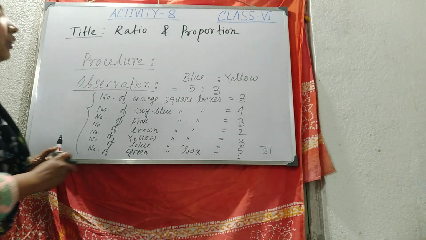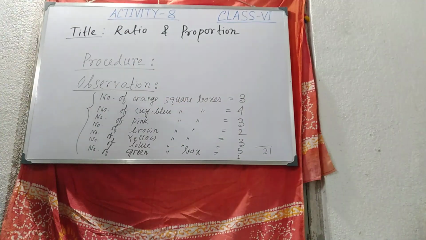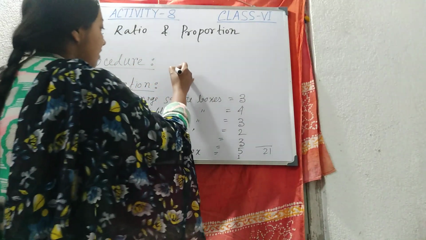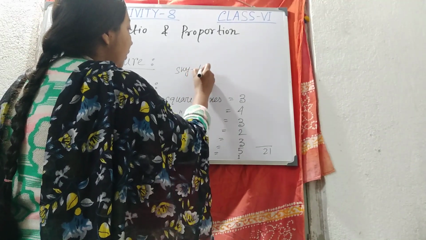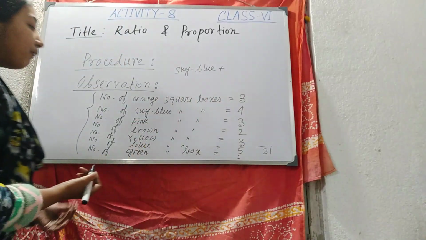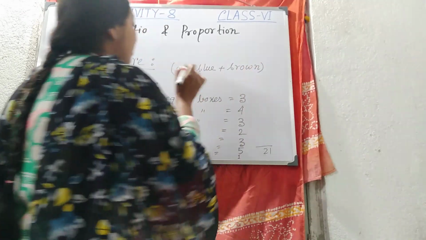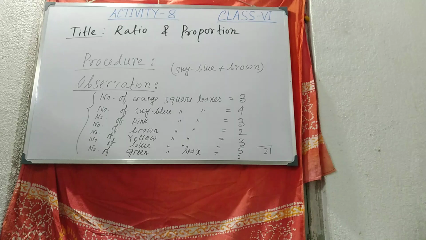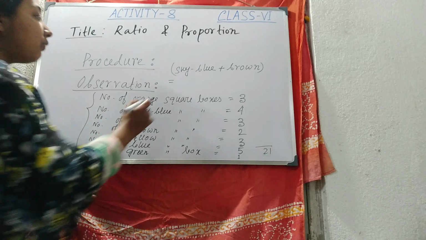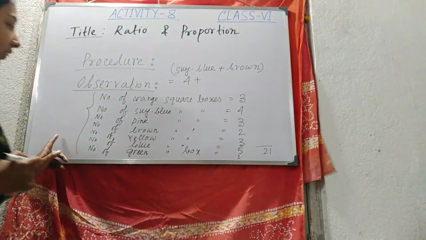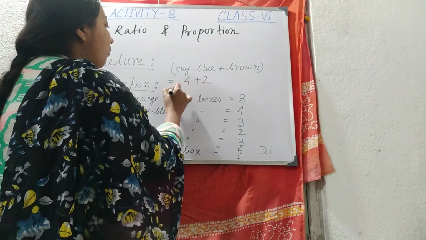Now if we want to take two colors, for example, suppose I want to take sky blue plus brown. I want to take sky blue and brown together. So the addition will be: for sky blue the number here is 4, and for brown the number of brown square boxes is 2. So we are getting sky blue plus brown is 6.